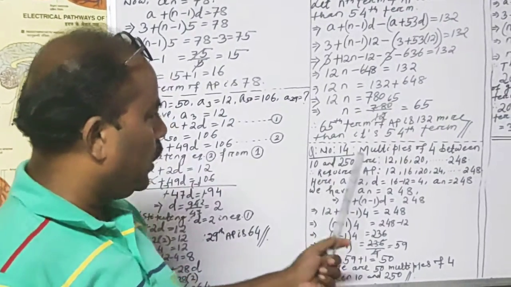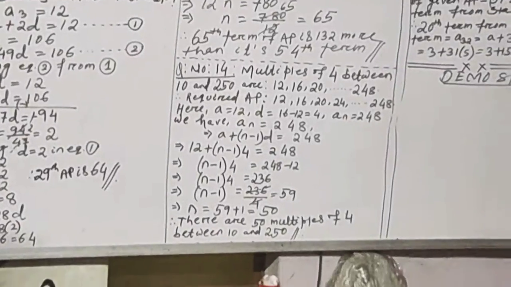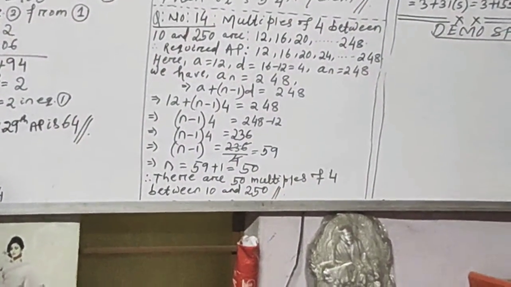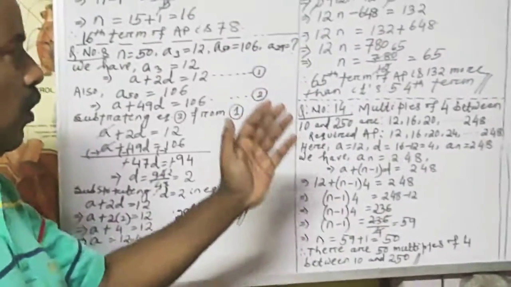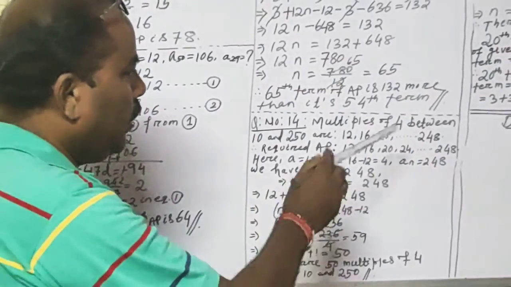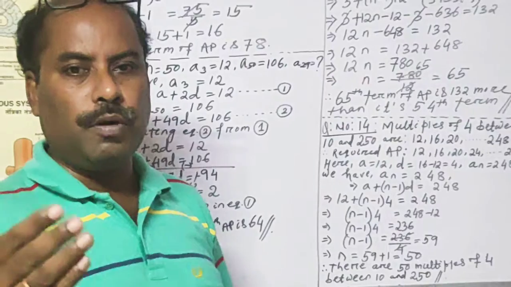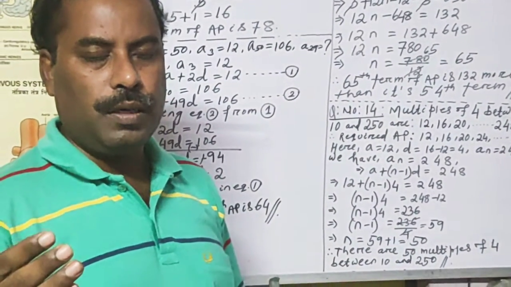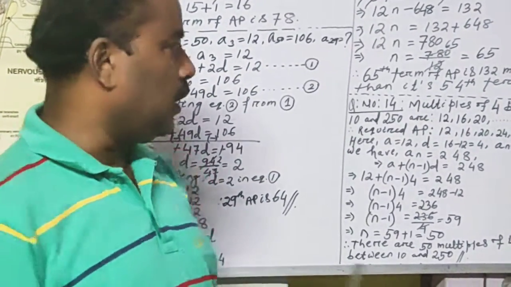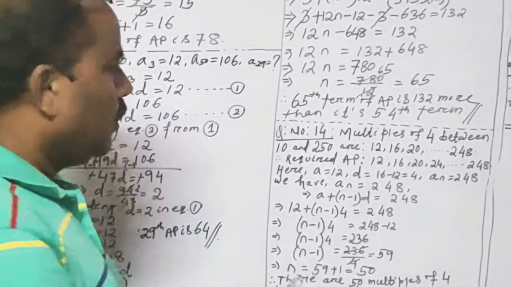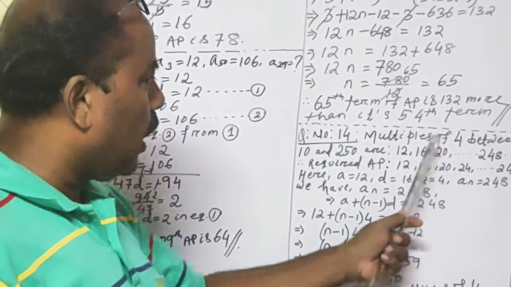Similarly, question number 14 in your book says: how many multiples of 4 lie between 10 and 250? What does multiples of 4 mean? It means the 4 table: 4, 8, 12, 16, 20, 24, 28, like that. So all the multiples of 4 are like that. We have to see which multiples of 4 lie between 10 and 250.